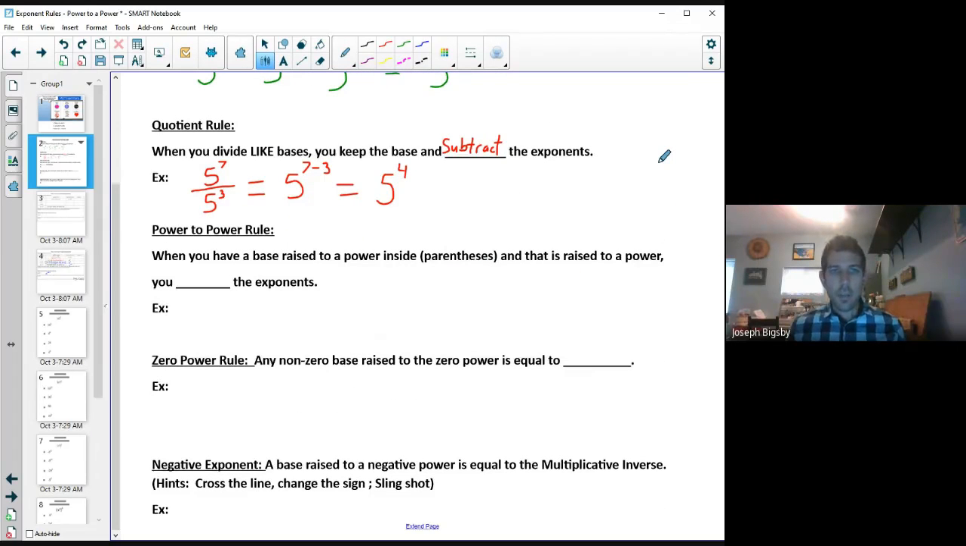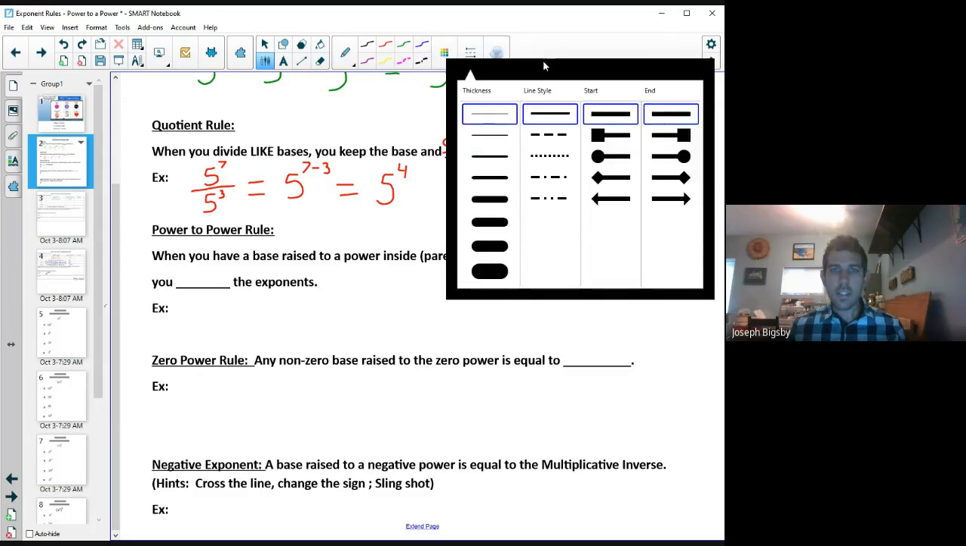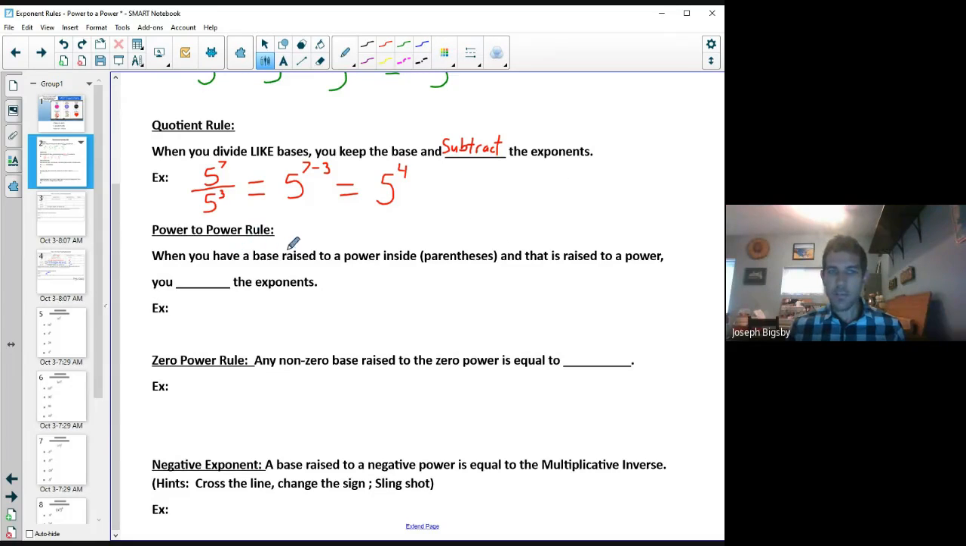So the next one is called a power to a power rule. And this one's kind of interesting because in this case, we're going to have a base raised to a power. So for example, 4 to the second power, but it's going to be inside of a parentheses and then raised to a power. So we're going to have another power outside of a power. That's why they call it power to a power. So we're going to have 4 to the second power to the third power.